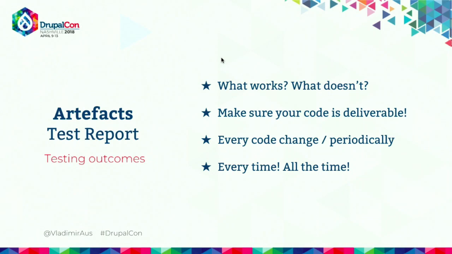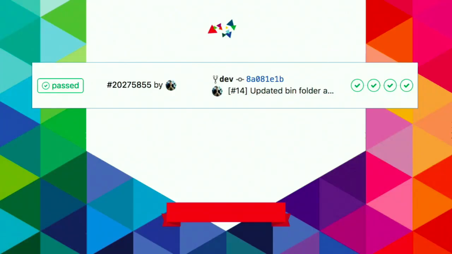A test report makes sure your code is deliverable. Why do we care if code is deliverable? Because it saves us time and money. If we need to release the code as quickly as possible and we can't, that's going to cost us more. A test report is usually produced every time the code changes, all the time. That's the idea of a test report. And it looks something like that.